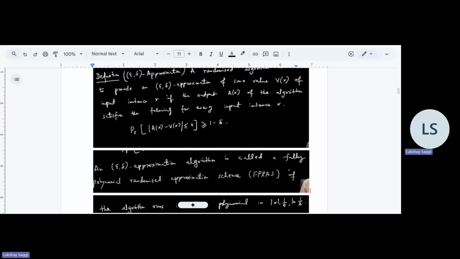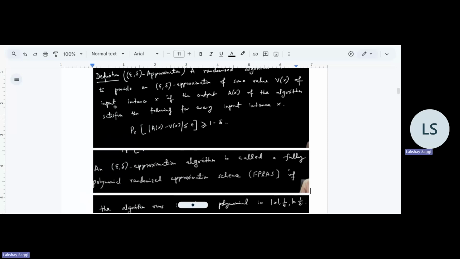So then it's called an epsilon delta approximation. Some ideal goals for us would be an ideal algorithm, an exact deterministic algorithm, which is an algorithm where epsilon and delta are both 0. Because in that case, the probability of |A(x) - V(x)| being less than or equal to 0, which means A(x) equals V(x), holds with probability at least 1, or exactly 1. So if for all inputs x, A(x) and V(x) have the same value with probability 1, then our algorithm is not an approximation, but an actual algorithm.